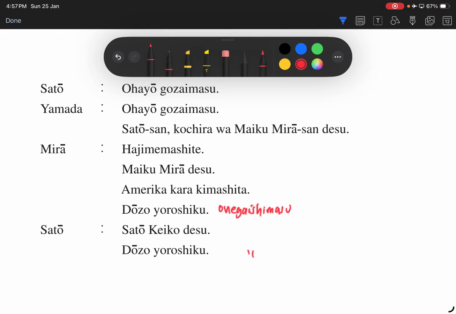Okay, let's go. Sato. おはようございます。 Okay, good. おはようございます。 佐藤さん、こちらはマイクミラさんです。 はじめまして、マイクミラです。アメリカから来ました。どうぞよろしくお願いします。 Very good. 佐藤恵子です。どうぞよろしくお願いします。 Okay, it takes a bit of practice, but I think it's all good.